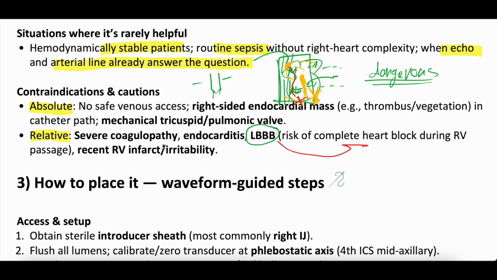Relative contraindication. And then recent right ventricular infarct or irritability, with the thought being that you're going to irritate the right heart into an arrhythmia. So those would be relative contraindications.